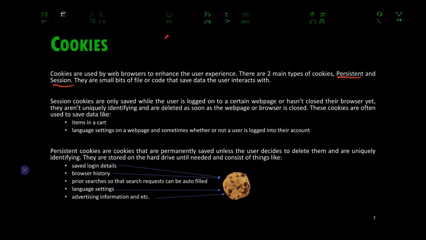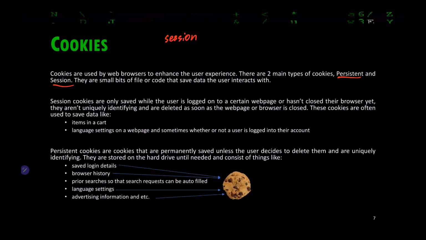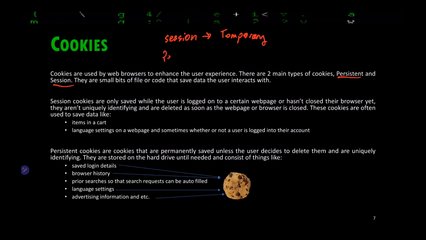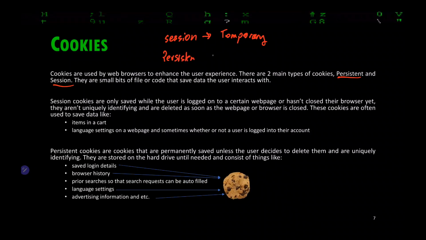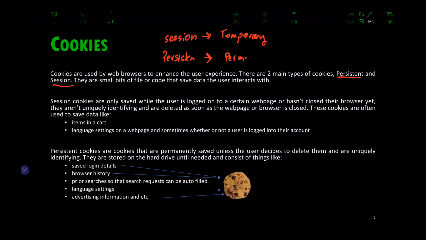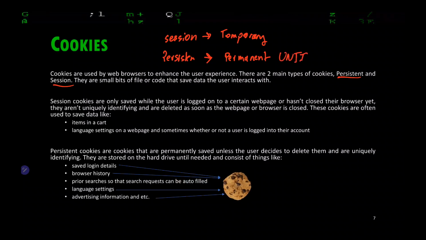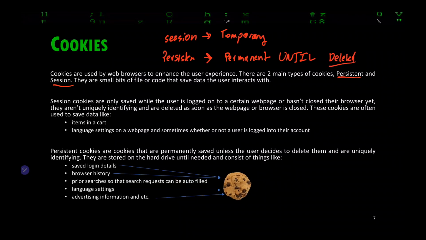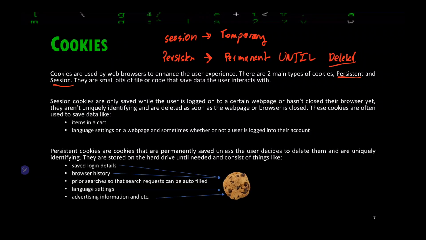And as it explains here, session cookies are only valid for that session, which means that logon, so they are temporary. Persistent cookies are permanent until deleted, right? Until the user chooses to delete them, they are permanent. Now, they can ask you to explain the difference between session and persistent cookies, but a more common question is the types of data that they store.